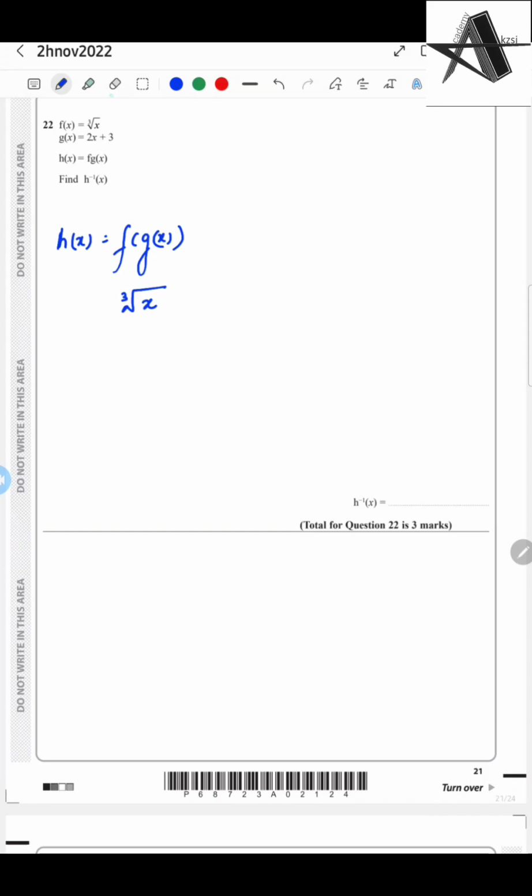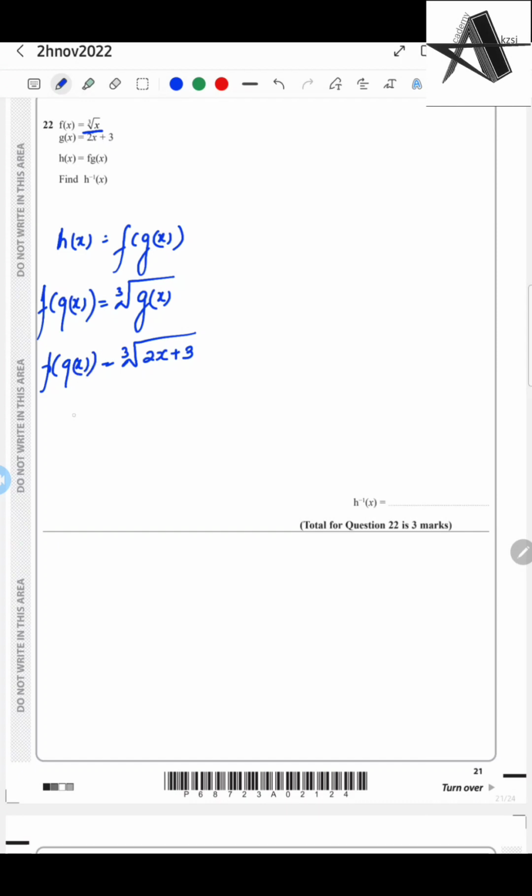Similarly here, what I am doing, f of g(x), means I need to substitute g(x) in f(x). f(x) is cube root of x. So I'll substitute g(x) there: cube root of g(x). That is f of g(x). But my answer should be in terms of x. So now replace g(x) with 2x plus 3. The value of g(x) is 2x plus 3, so I'll write 2x plus 3.